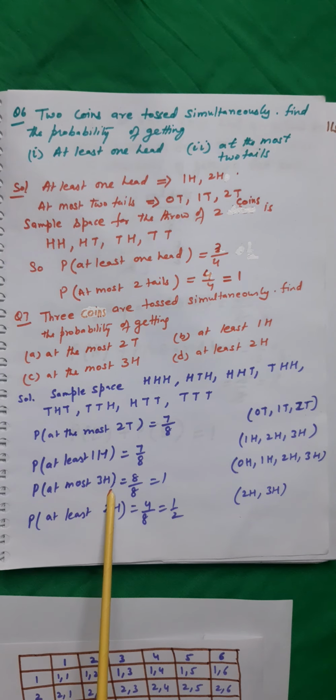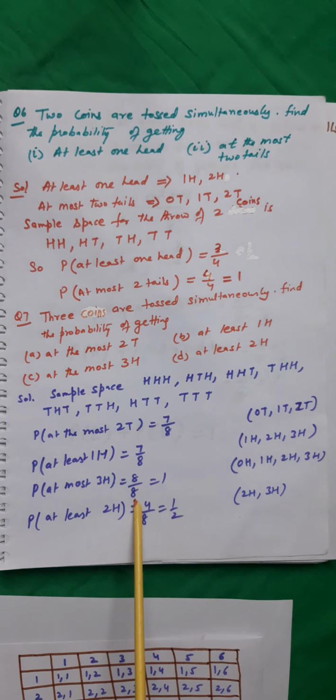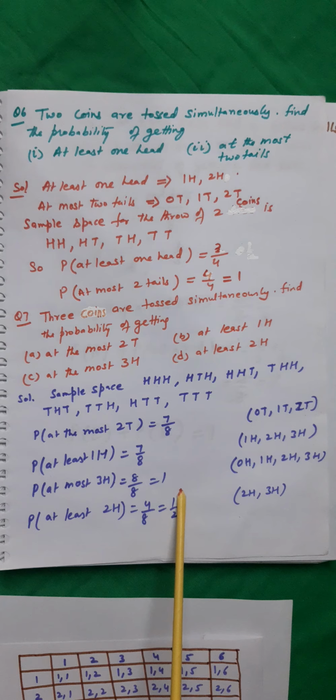Probability of getting at the most 3 heads. At the most 3 heads means maximum 3 heads. So minimum can be 0, 1, 2, 3, all. All are favorable. So that means 8 upon 8, which is equal to 1.